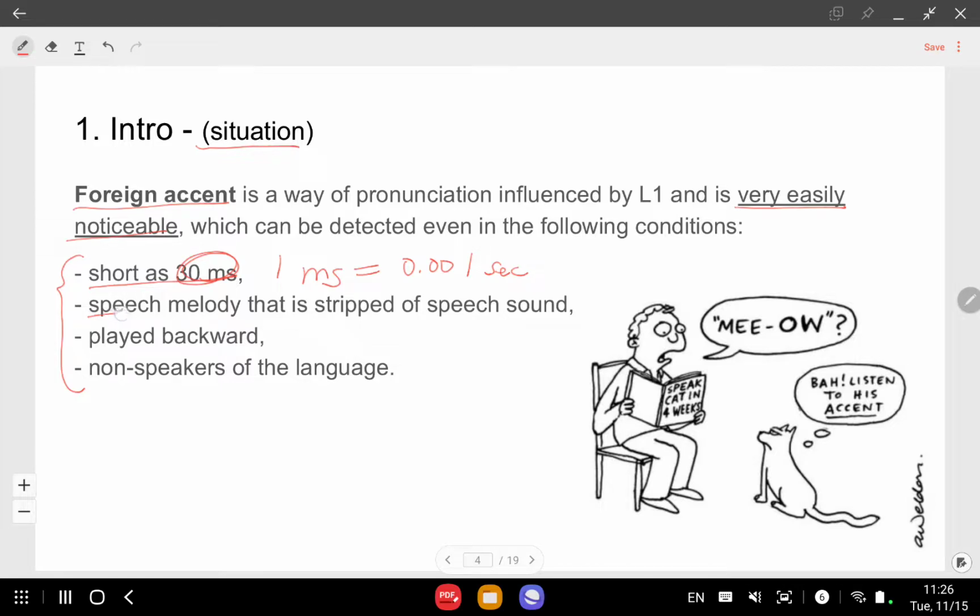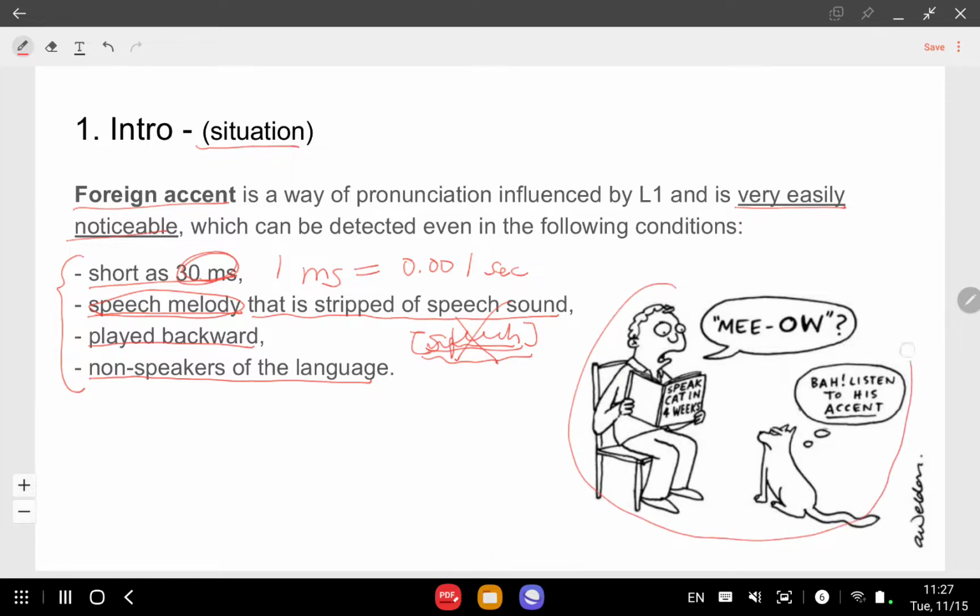And even when the speech melody is left, that is, stripped out of the speech sound, the foreign accent can be detected. So for example, if I pronounce speech, and here's the pronunciation of it, even if all this information about the pronunciation is stripped away, the speech melody alone could tell people whether this speech has a foreign accent or not. And even when it's played backward, people can notice a foreign accent. And even people who do not speak the language can notice the foreign accent.